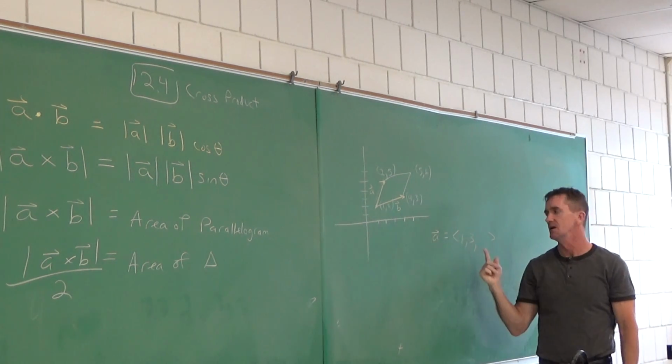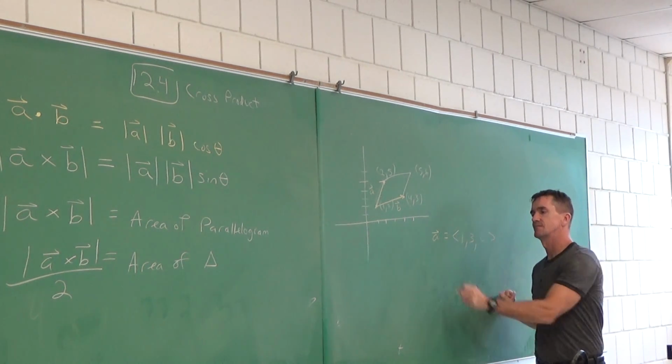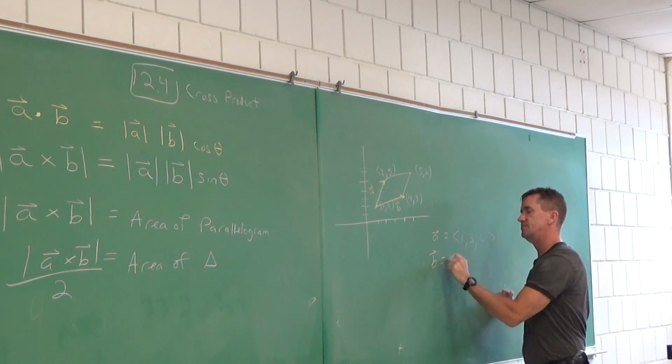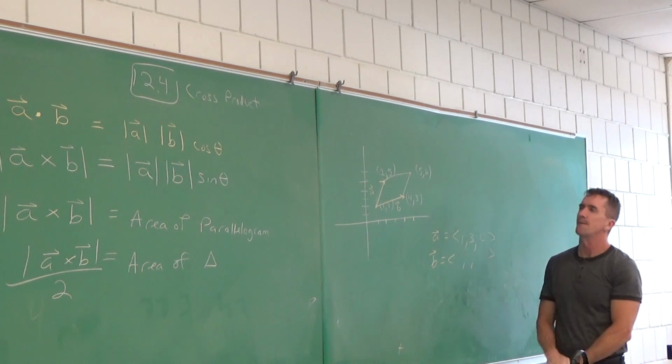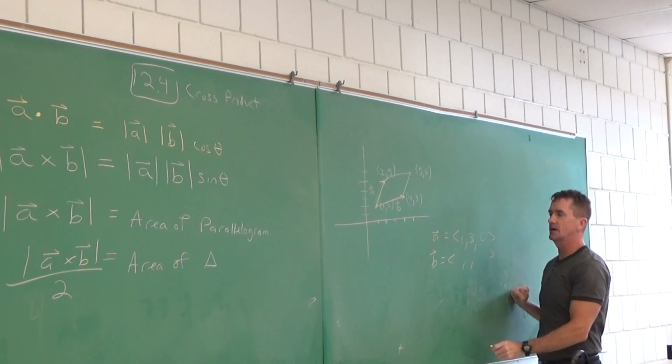The area of this parallelogram. I would like to make a third component. So what would be this k component, or the z component? 0. Now what's vector b? That's 5 minus 4, that's 1. 5 minus 4 is 1, right?